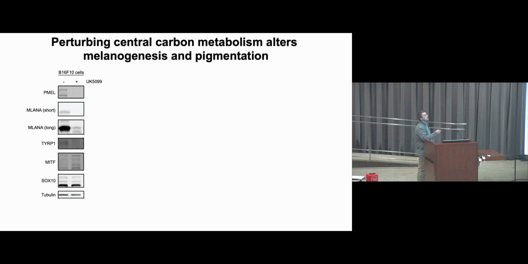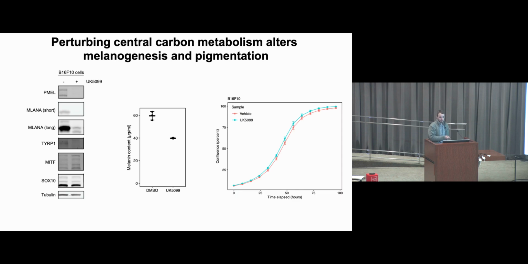Here we took B16F10 cells. These are mouse melanoma cells, which are pigmented. We treated with this small molecule UK5099, which inhibits the entry of pyruvate into the mitochondria. So we can decouple glycolytic and cytosolic metabolism from mitochondrial metabolism. We can see that melanogenic genes like PMEL, MLANA, and TYRP go down, and we can see a decrease in the amount of melanin content. So essentially, these cells are losing melanin with no effect on growth.